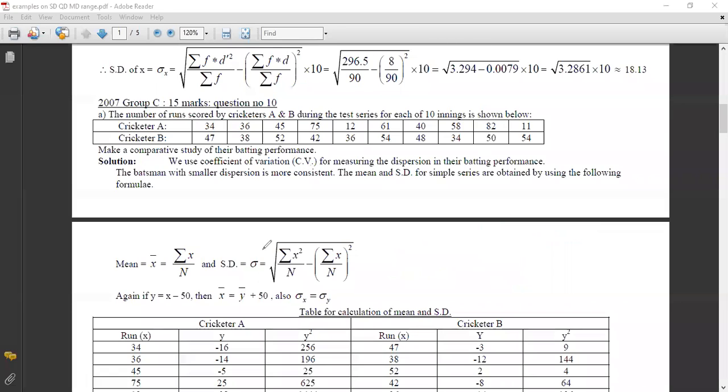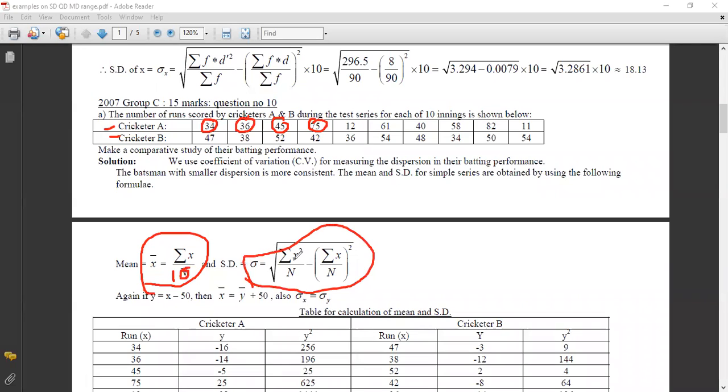Now again, you know the formula for arithmetic mean is this. There is a simple observation for cricketer A and cricketer B, no frequency is involved in this distribution table. Only 10 observations. In innings number 1, cricketer A scored 34, second innings 36, third innings 45, fourth innings 75, and so on. Only the 10 innings scores are given, nothing else. So we use the arithmetic mean formula as summation x by the number of observations, that is 10. And also to calculate the sigma, we use this formula.